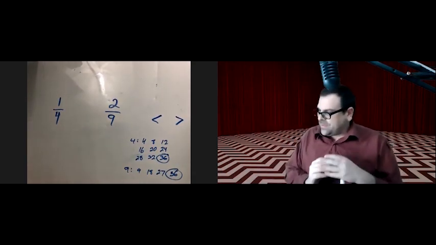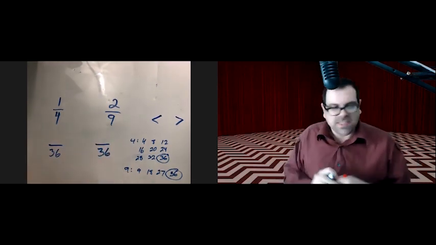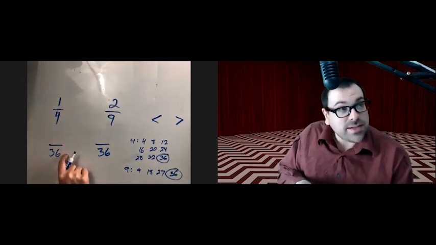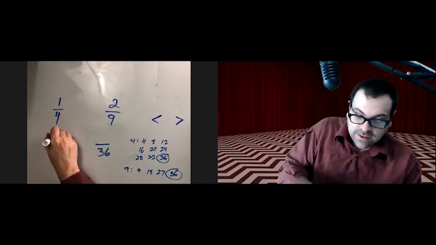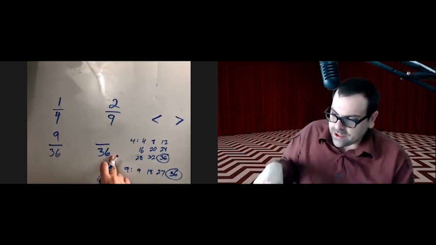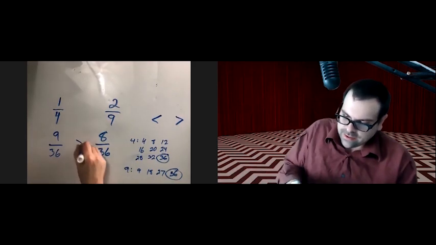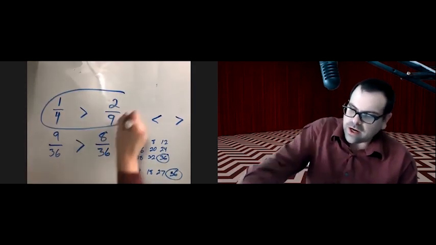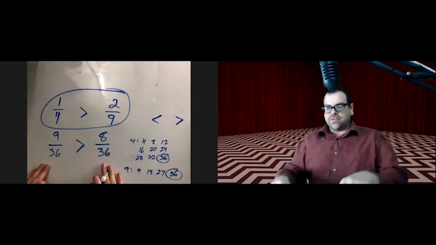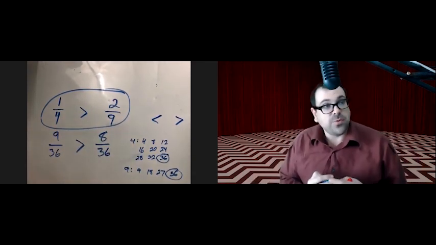Okay, so let's rewrite them as their fraction over 36. 4 times 9 is 36. So we do 1 times 9 is 9. 9 times 4 is 36. So we do 2 times 4. And we get 8. So greater than. 9 is greater than 8. Since these are the same as these, that means 1/4 is greater than 2/9.